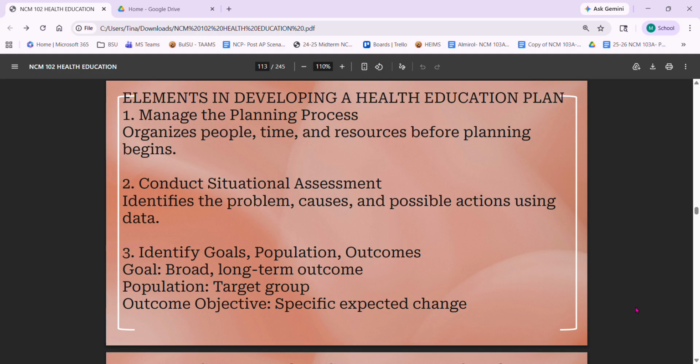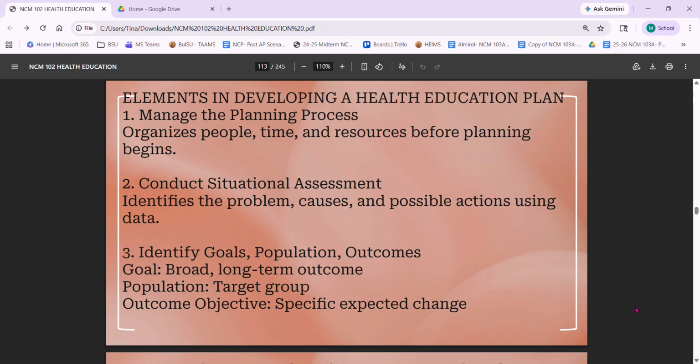Next is you conduct a situational assessment. It means na in-identify mo yung problem, yung cause, and possible action using the data that you have. Okay? So, example, na-notice ninyo, when you do your community, na ang madaming cases doon is hypertension. Using that data, maraming hypertension cases doon. Na-note ninyo na kasi they practice poor diet, or lack of knowledge. So, nagkaroon ka ng situational assessment.